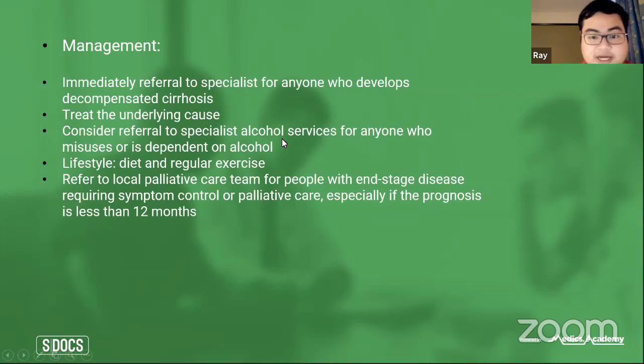If the patient is dependent on alcohol, you would refer to specialist alcohol services such as Alcoholics Anonymous or special clinics or even psychiatric services. Of course, lifestyle is important, so diet and regular exercise as well. But if the disease is at end stage, we would consider referring to a local palliative care team when they require symptom control or palliative care, especially if they only have up to 12 months to live.